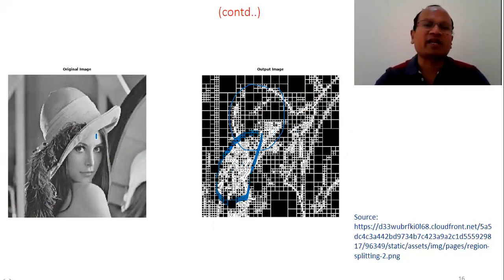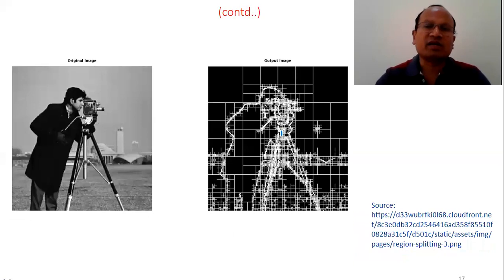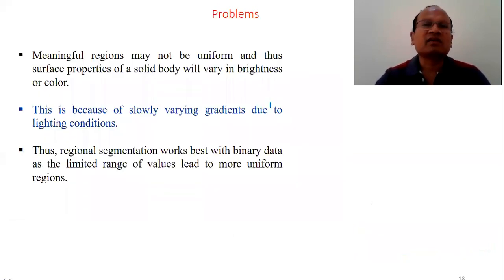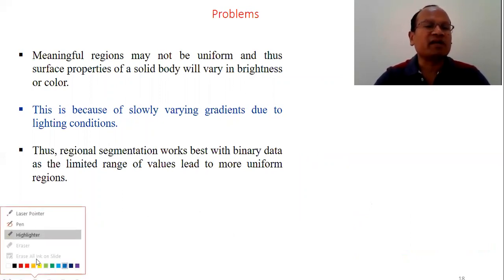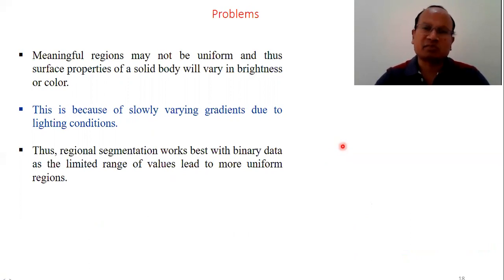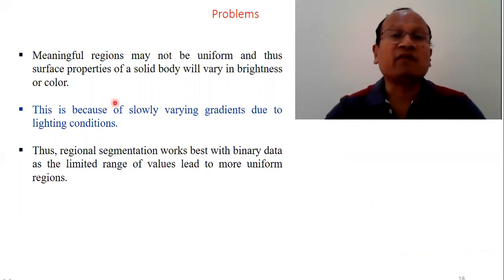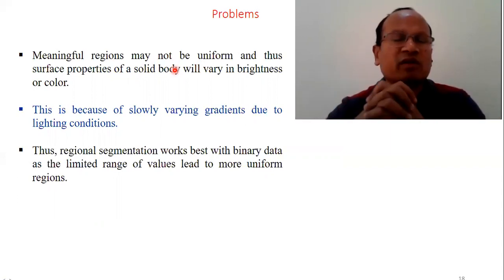You can keep on splitting, and then after splitting we can merge, and after merging we get the segmented area. Similarly, this is another very popular image, the cameraman, and this is the segmented result. But there are some difficulties in the implementation of the split and merge method. The major difficulties are that meaningful regions may not be uniform, and thus surface properties of a solid body will vary in brightness or color.